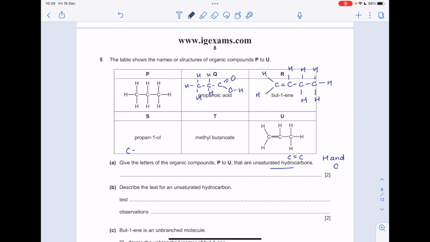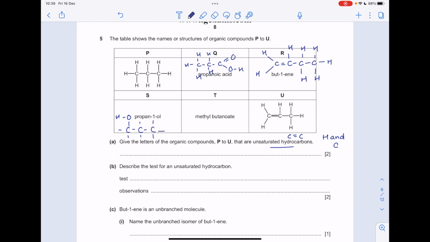Propan-1-ol. It's an alcohol. I won't draw all the hydrogen bonds, but you get the idea. Methyl butanoate. I'll come back to that one. I'm going to struggle to fit it all in there. But give the letters of P to U that are unsaturated hydrocarbons. So we're looking for an alkene. So it's R and U.